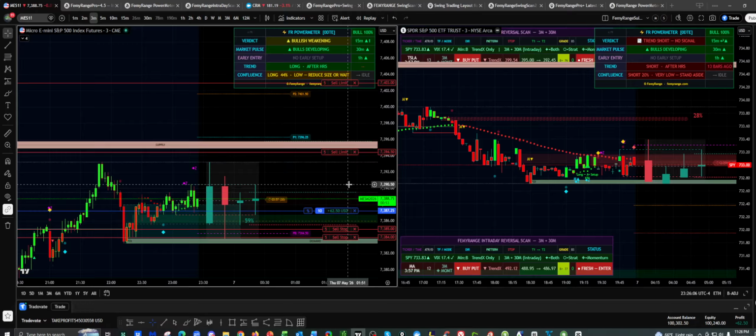But that's using our swing trading setup. This one is for intraday, meaning you're trading under an hour. So each of these candles is 30 minutes. So we're representing the 30-minute candle.